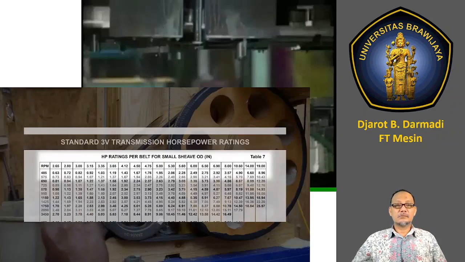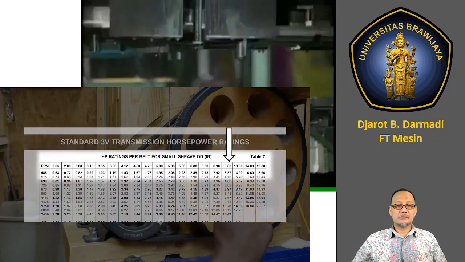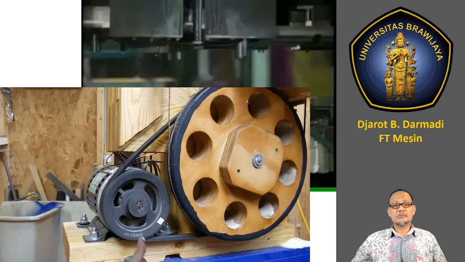If you look at this first line going from left to right, it shows at a fixed RPM, as the diameter of the sheave gets larger, the horsepower rating goes up. And that might seem counterintuitive, but there's a very good reason for that. Your pulley is a lever.